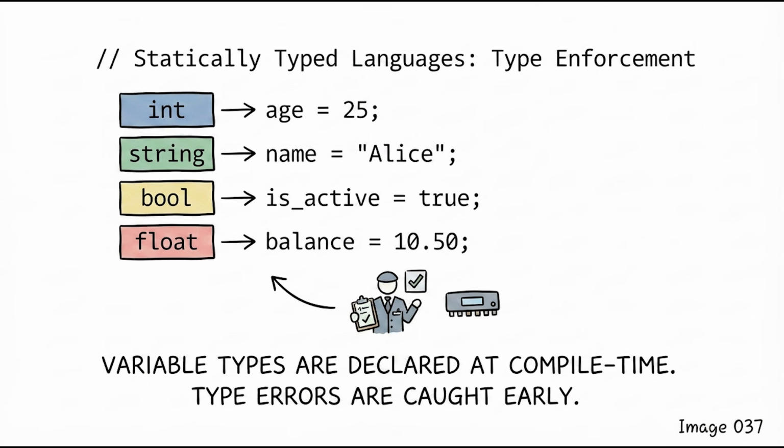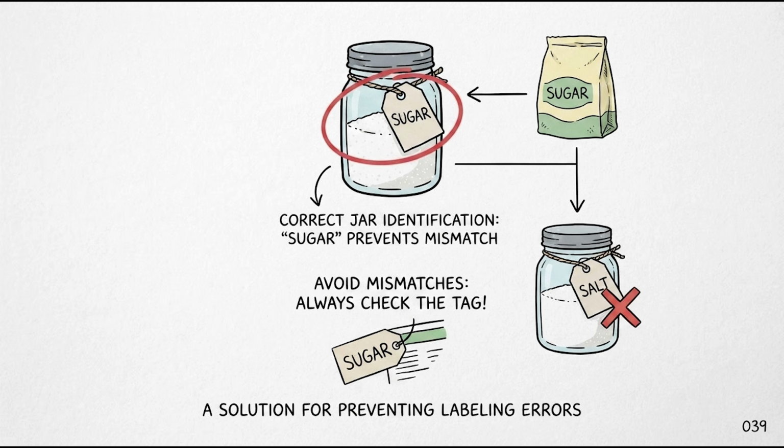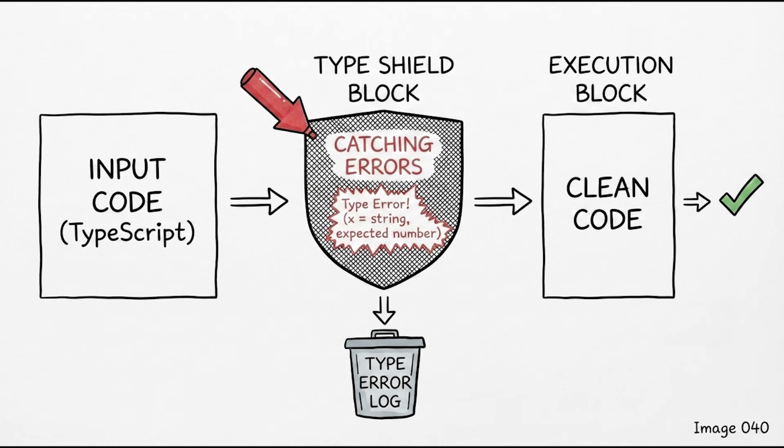In a statically typed language, every variable gets a fixed type before the program runs. You say this is an integer, it stays an integer. Java, C#, TypeScript, and Rust all enforce this. Think of it like labeling every container in your kitchen. You always know what's inside. You can't accidentally pour milk into the sugar jar. The defining trait is safety. The compiler catches type errors before your code ever executes.